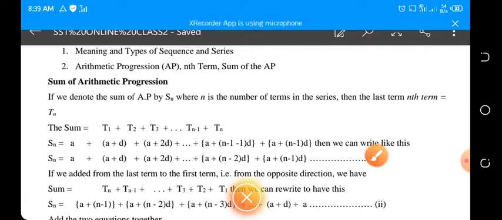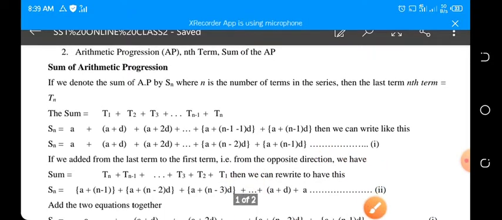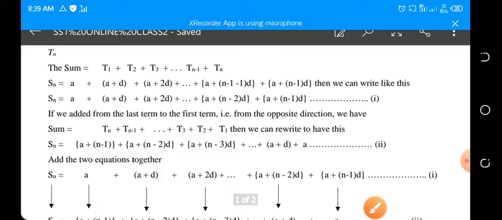Now, if we add from the last term to the first term, that is, in the opposite direction, what are we going to have? Let's see. When you write it, the last term here will now turn to the first term here, because we say in the opposite direction, and this will be the second to the last, dot dot dot, third term, second term, first term.